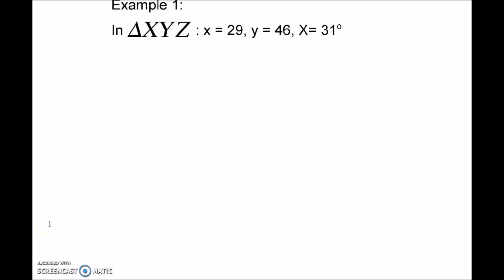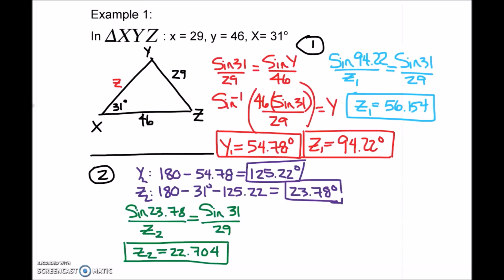So here's an example. Why don't you try this one, pause the video, and let's see how you do. And here's your solution that you should get. So we should get 2 possible triangles here. When I solve for y1, I get 54.78 degrees. If I subtract that from 180 degrees, I get 125.22 degrees. So that would be my second possible value for y.